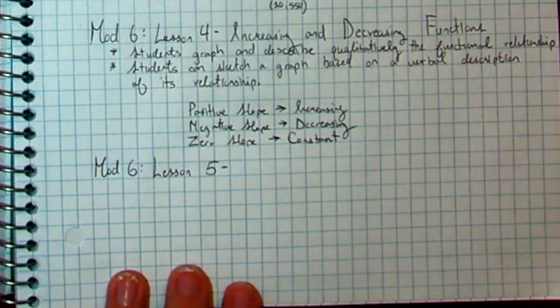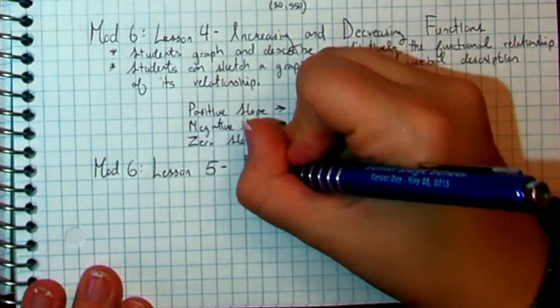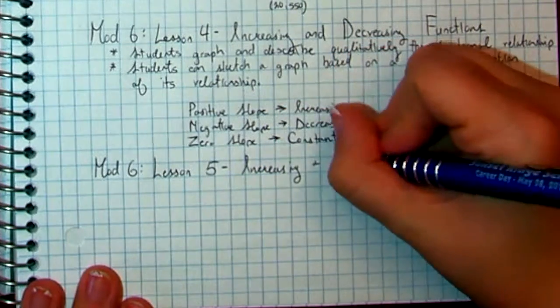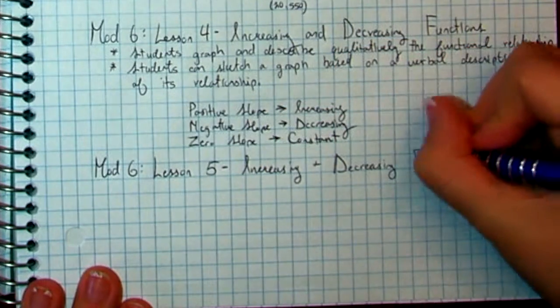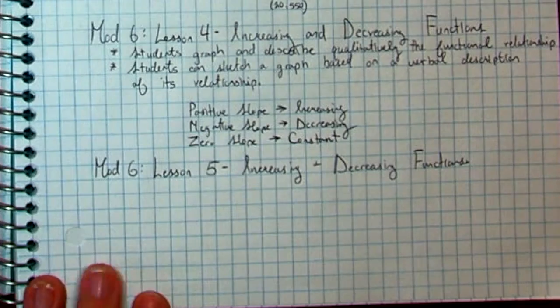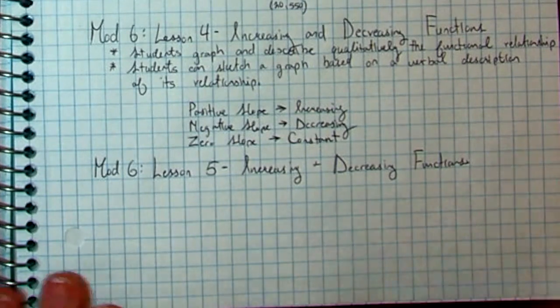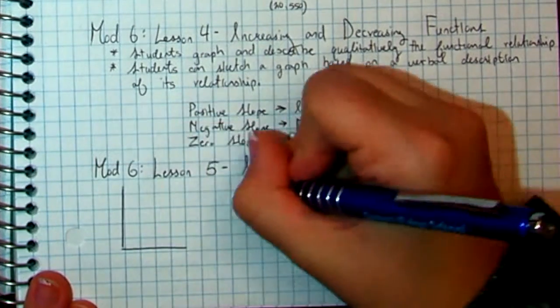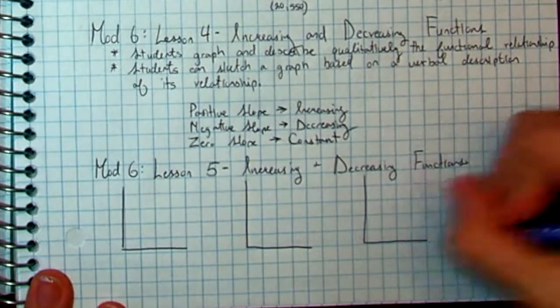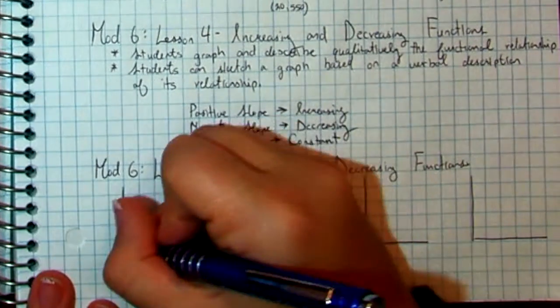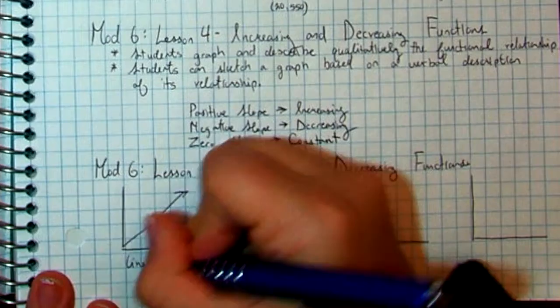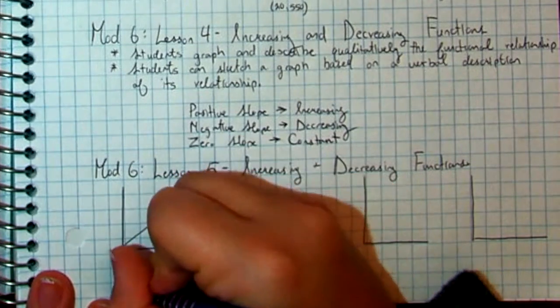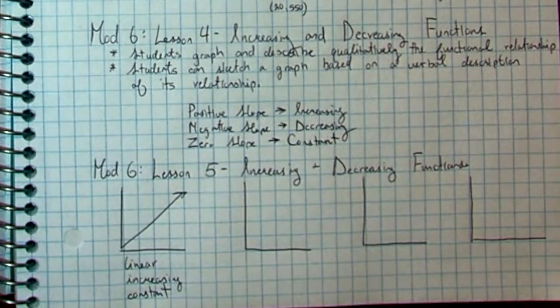Moving on to Module 6, Lesson 5, we're still discussing increasing and decreasing functions. But we want to actually see some visuals and be able to identify those right off the bat. So I'm just going to quickly draw 4 axes and plot some lines. This first one is linear. It's increasing and it has a constant rate.